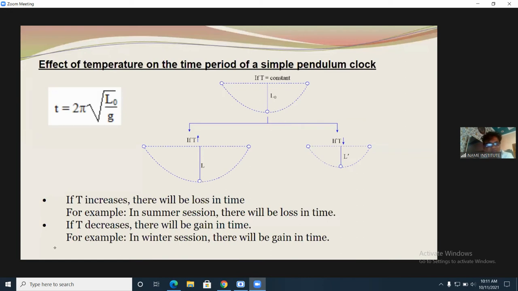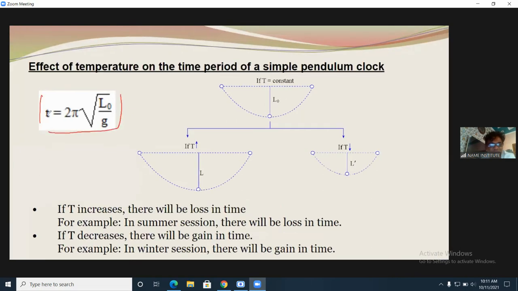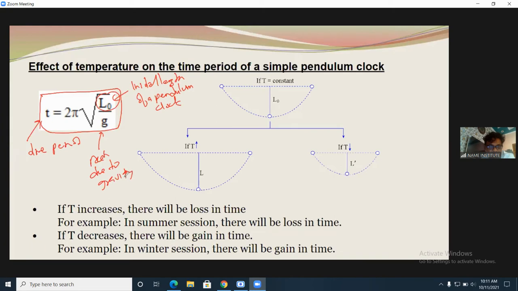You all know that the time period of a simple pendulum clock is T equals 2 pi root over L naught by g. Here T is the time period, 2 pi is a constant term, L naught is the initial length of the pendulum clock, and g is the acceleration due to gravity. Everybody knows that relation: time period equals 2 pi root over L naught by g.